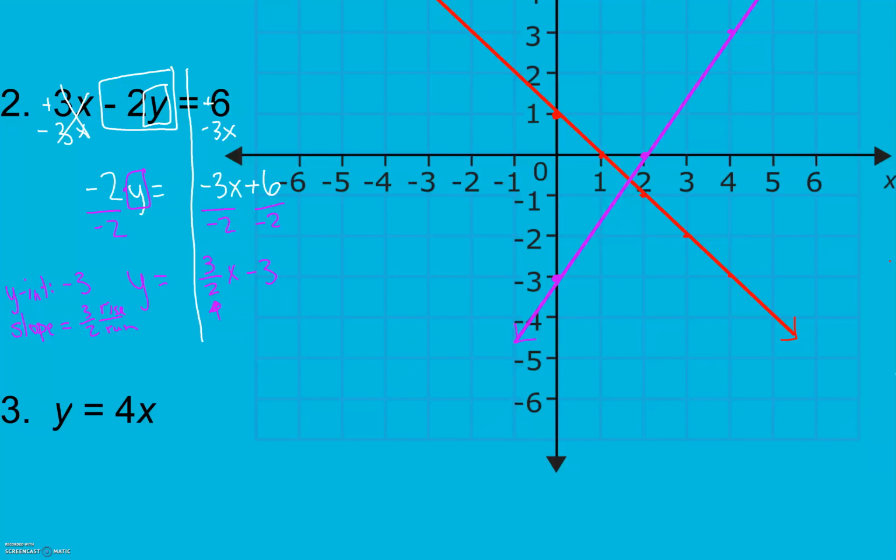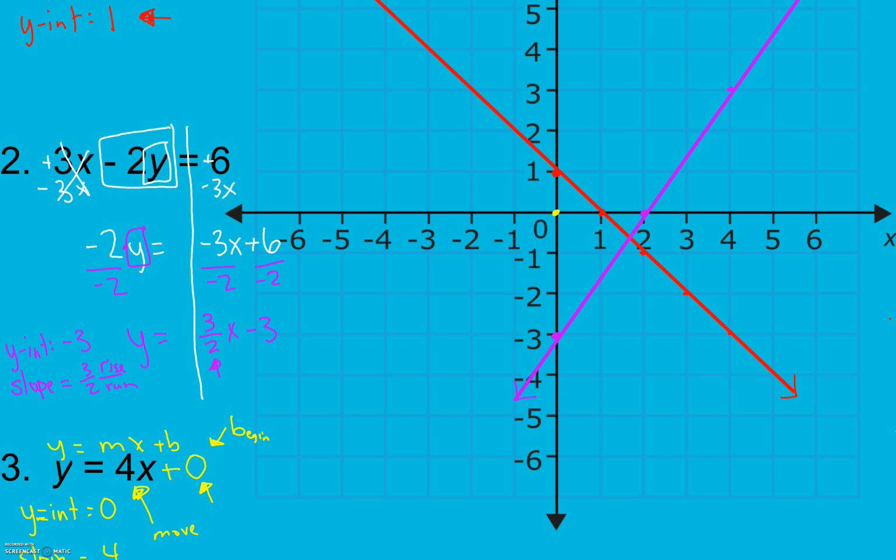And number 3 here, keep in mind that if we don't have anything added, we can add a 0. 4x is the exact same thing as 4x plus 0. So here, my y-intercept is 0. That's where I begin. My b value is where I begin. My slope is 4, and that's the direction we move. And again, with whole numbers, we can write that slope as over 1 with our integers or whole numbers.